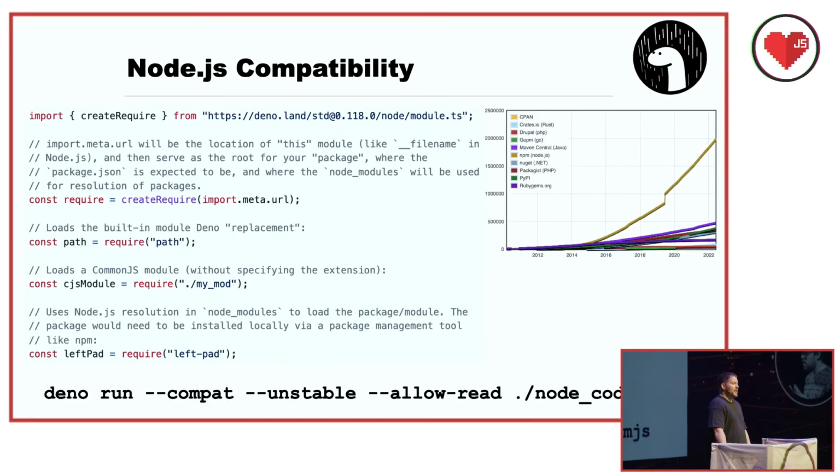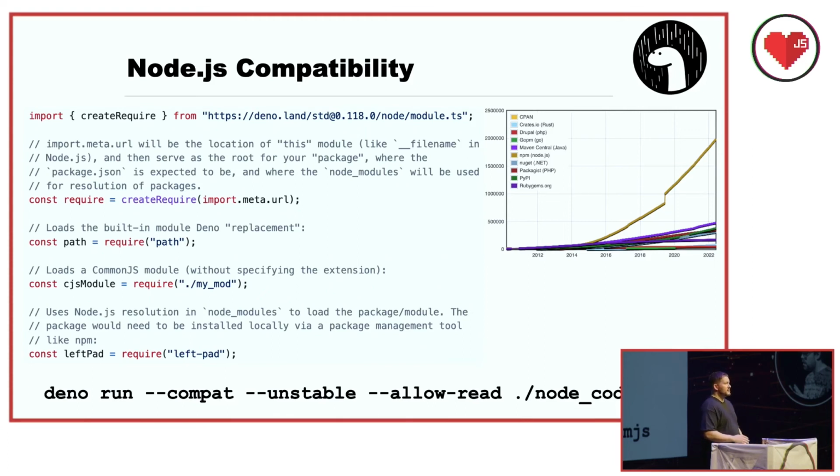Next, I wanted to talk about the Node compatibility layer. So on the right here, I have a graph of various module ecosystems. The one that is way above all the other ones is NPM. So there's a ton of code out here, and it doesn't make sense to leave all this perfectly good JavaScript code on the table. So Deno added a Node.js compatibility layer, which you can access with the --compat flag.